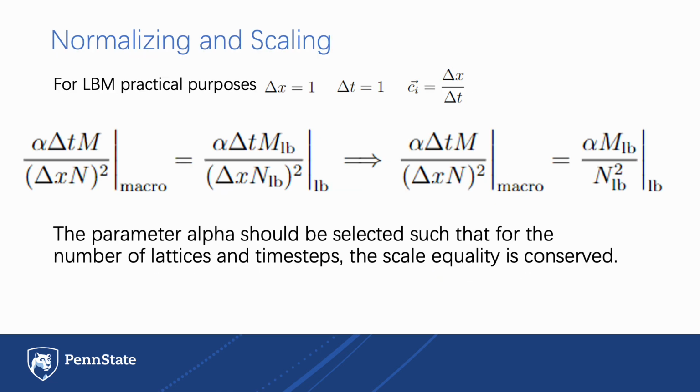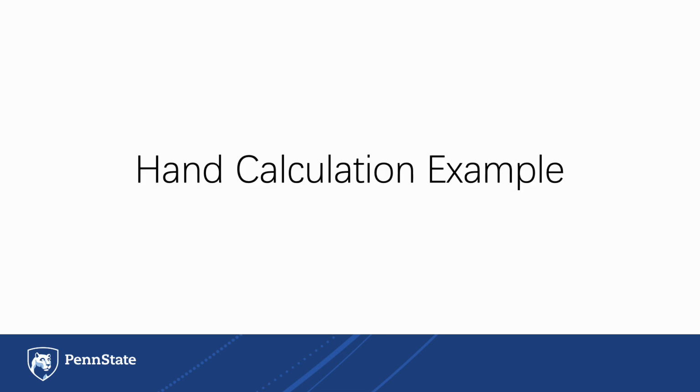Since these non-dimensional parameters should be equal, in the case, for example, of the one-dimensional diffusion equation, this is the equivalence that must be stated. And the parameter alpha should be selected such that the number of lattices and time steps respect the equivalence between the scales. We presented the main ideas behind the lattice Boltzmann method. Now we're going to show how this is used in practice.